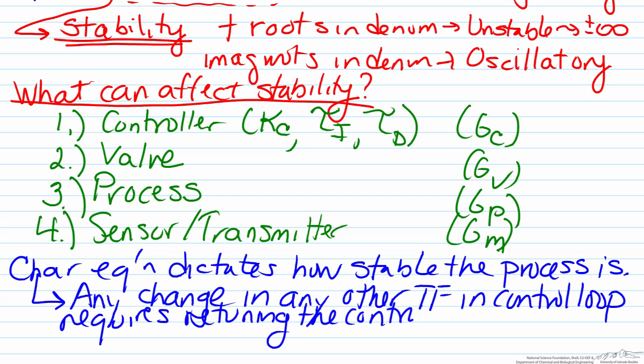Getting a new valve, getting a new sensor, your sensor being able to read over a wider range or a smaller range, changing the size of your tank in your process, changing the amount of liquid that you're holding in the tank, changing flow rates. All of these variables can have an effect on transfer functions. And if they affect transfer functions, they're going to alter the characteristic equation. And if they're going to alter the characteristic equation, they can affect the stability of your process.